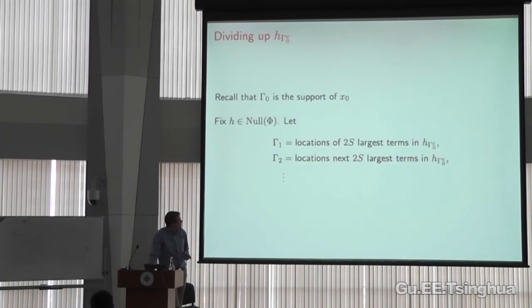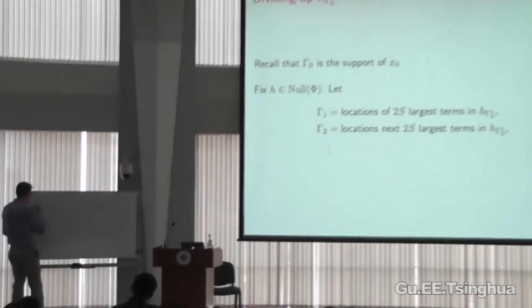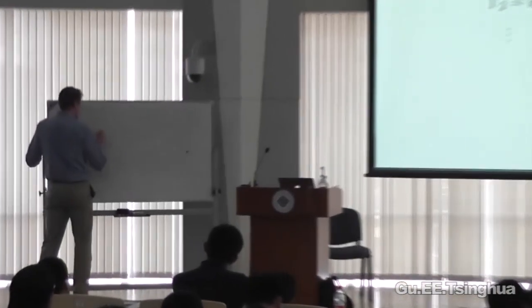So here's what we do. I fix any vector h, and the only thing I'll say about h is that it's in the null space of phi. So you give me any vector h that's in the null space of phi. And then here's what we do.